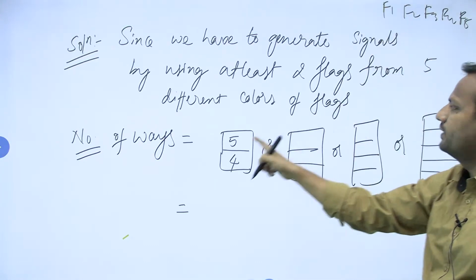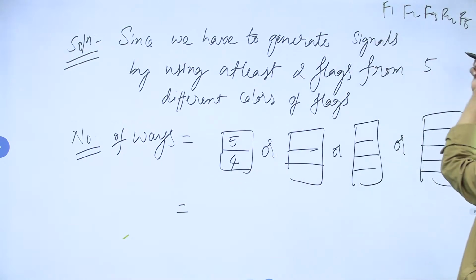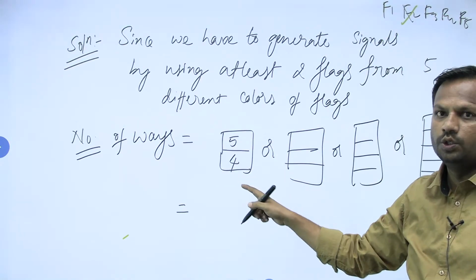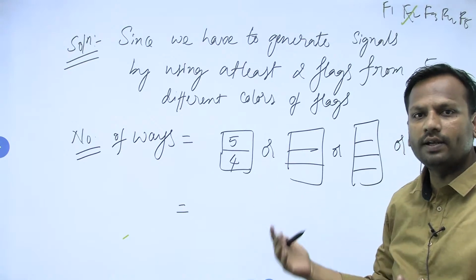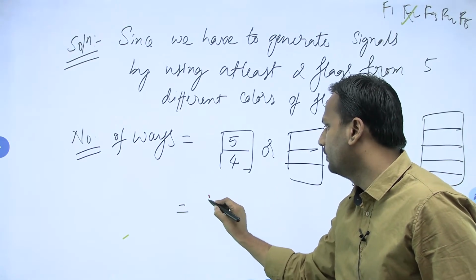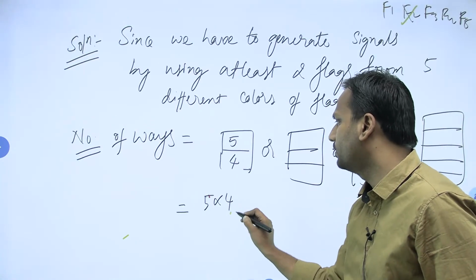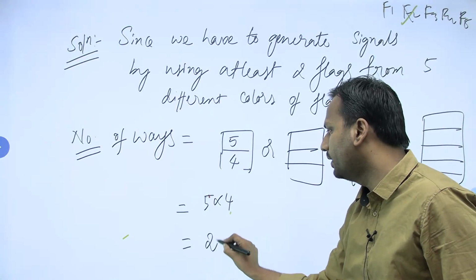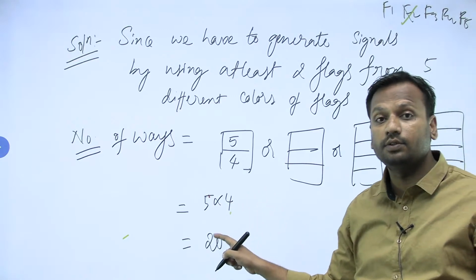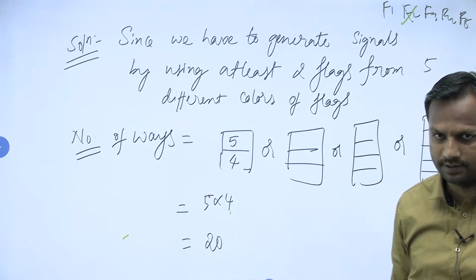So in how many ways can you select the first one here? In 5 ways. Once you have taken this, how many are left out? 4. So by taking 2 flags, in how many ways can you generate the signals? 5 into 4, that is 20 ways. In 20 ways you can generate the signals.